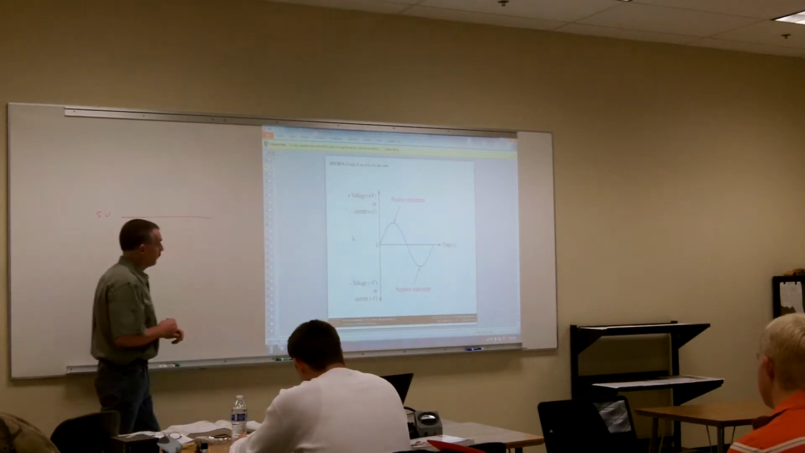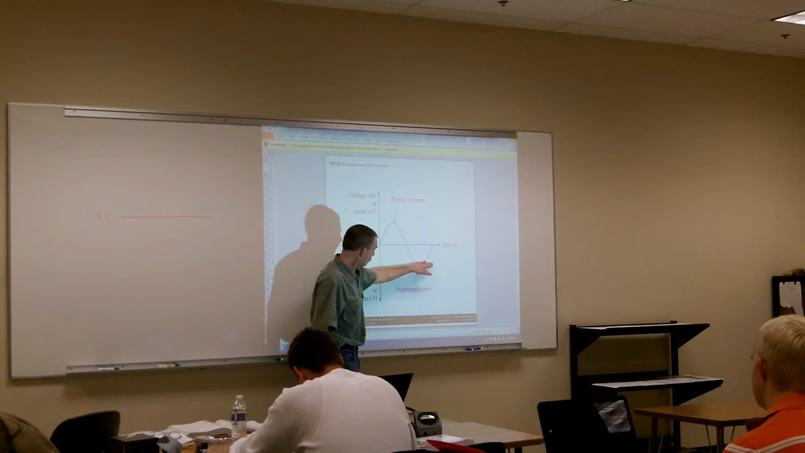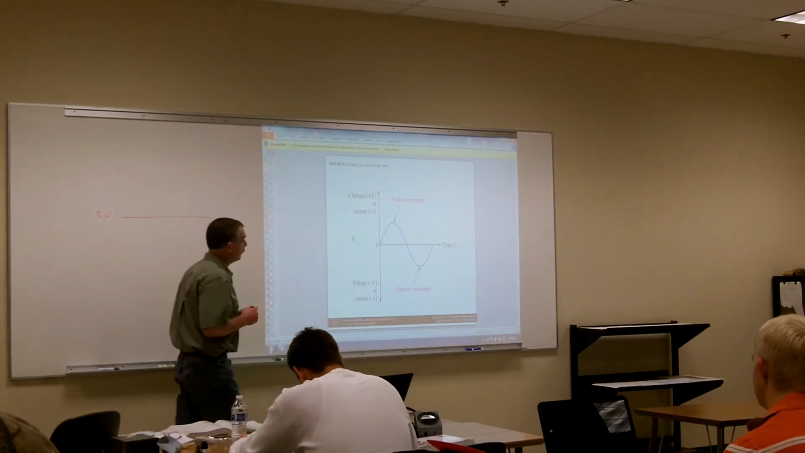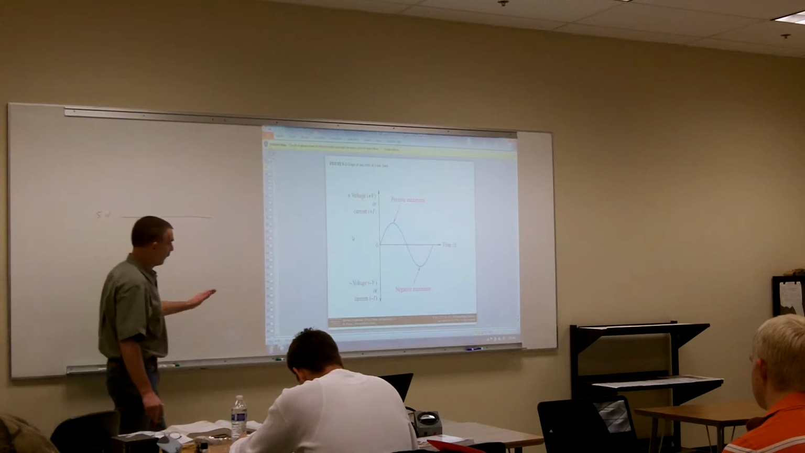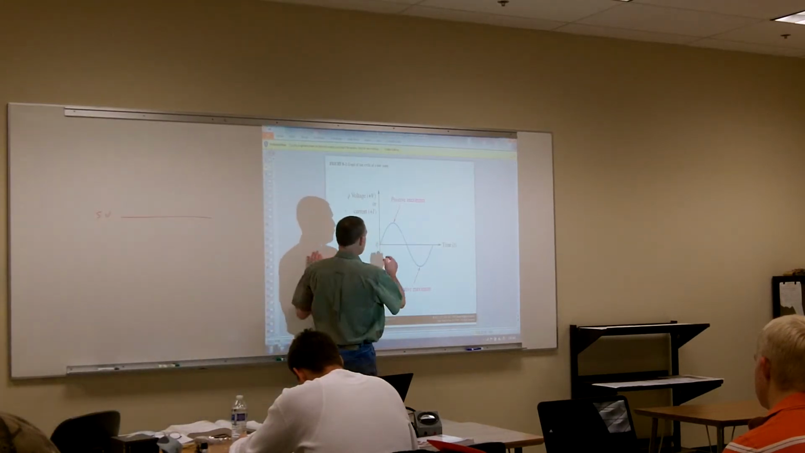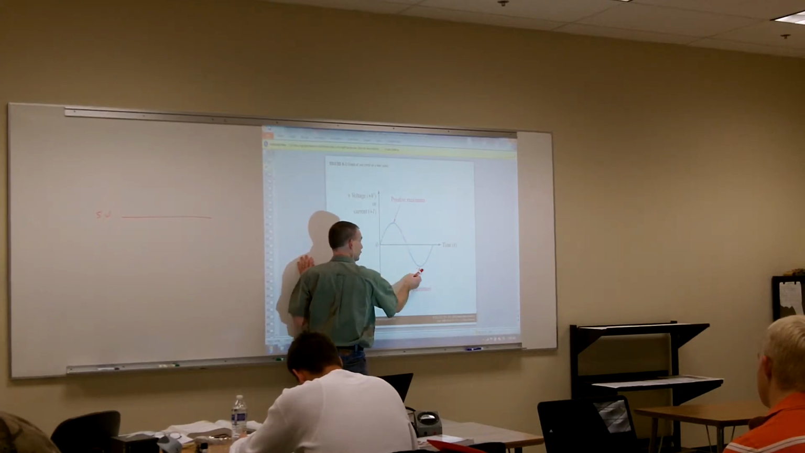AC stands for alternating current, and that's kind of a vague term because we put other stuff into that same category. A true AC signal is going to alternate the current. It's going to go in one direction, then it's going to cross 0, and then it's going to switch direction and go in the other direction.